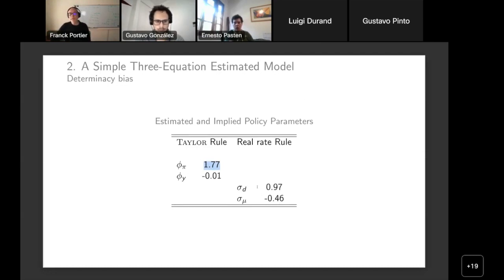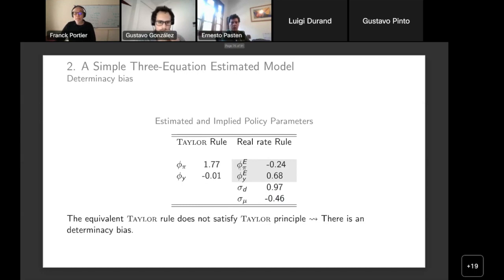It is. It's basically that estimation is telling me what the Fed is doing when there is a positive demand shock: the Fed does something that increases the real interest rate. When there is a negative supply shock, the Fed is pushing down the real interest rate. So that's the same narrative as this one. But now what I can do is look at what would be the equivalent Taylor rule. What is the Taylor rule that would produce exactly the same allocations? And that Taylor rule is that one.